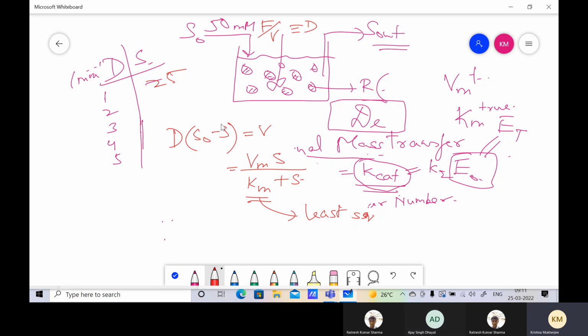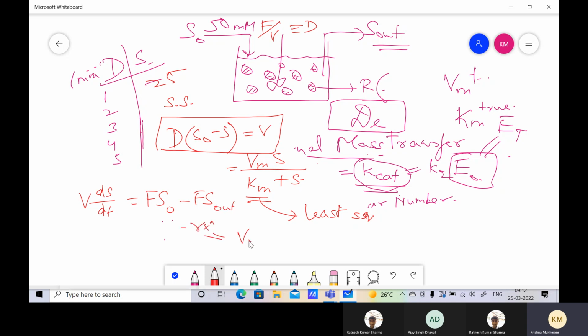Yes, sir. So what is the basic equation? D (S naught minus S) is equal to V. Do you follow this equation, or is it not clear at a steady state? It is clear, sir. You know this, right? D ds by dt is equal to coming in, F S naught, minus F S out, minus amount consumed by reaction, which is equal to Vm S, and this S is S out for ideal CSTR, upon Km plus S out. Do you follow this? And this is 0 for steady state.